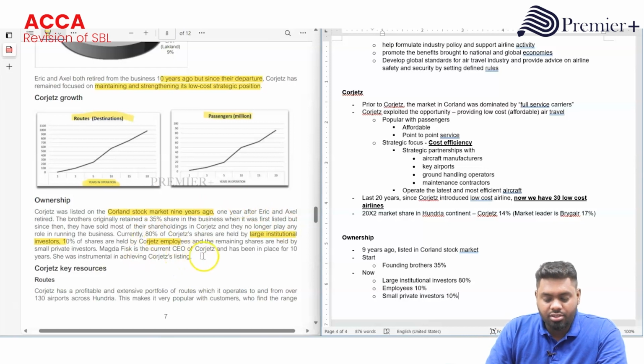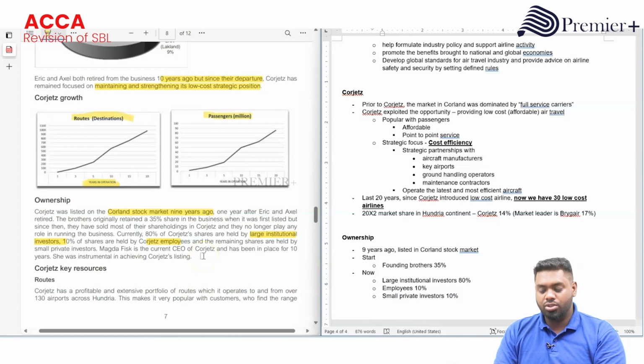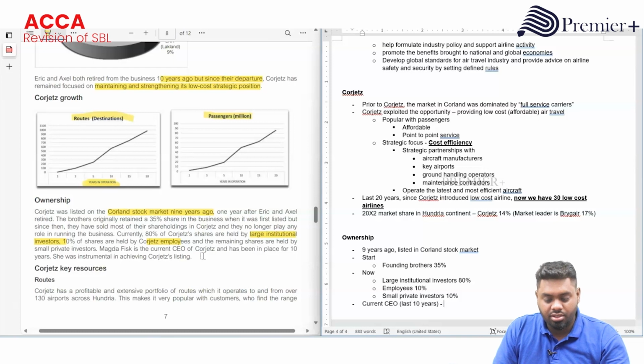Magda Fisk is the current CEO of Courgettes and has been in place for 10 years. She was instrumental in achieving Courgettes listing. Current CEO, last 10 years CEO. It's Magda Fisk.